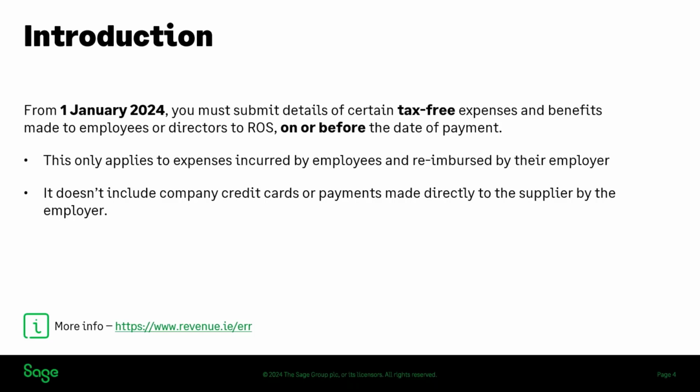Now, currently, this only applies to expenses that are incurred by employees and then reimbursed by their employer. So if an employee has paid for one of the reportable expenses, or they've received a small benefit exemption item, and then you've paid them back, you do need to report that information to revenue. So it wouldn't include company credit cards, where you're not paying anything back to your employee, or payments that you make directly to suppliers on behalf of your employee. And you can read more about what you need to report and how this works on the revenue website.